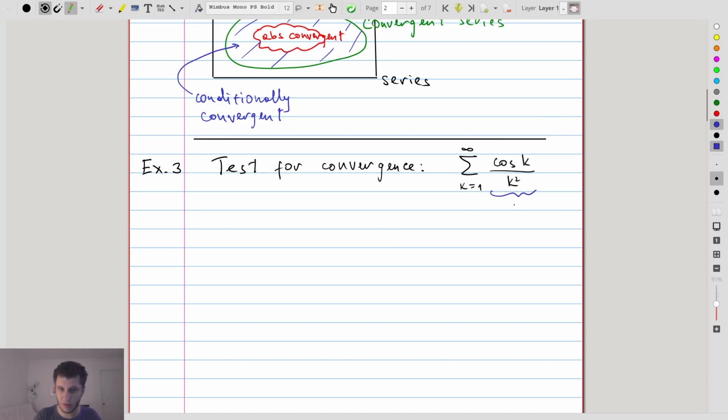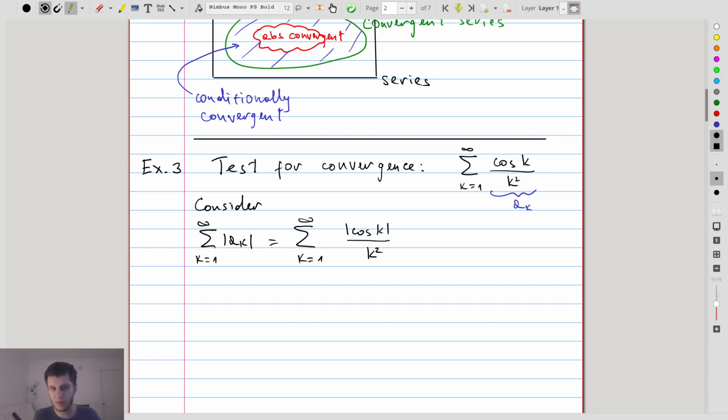If we consider these as a_k, then the series of absolute values of a_k is what we want to consider next. Right, so what is this series? This is the sum k from 1 to infinity, absolute value of cosine k over absolute value of k squared, but k squared is of course non-negative, so we're going to simply write k squared in the denominator.